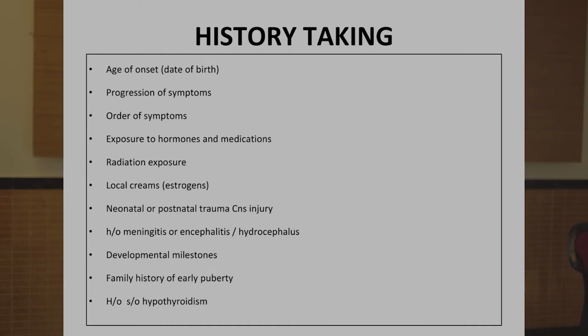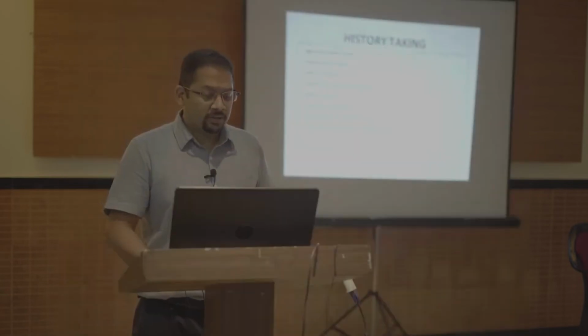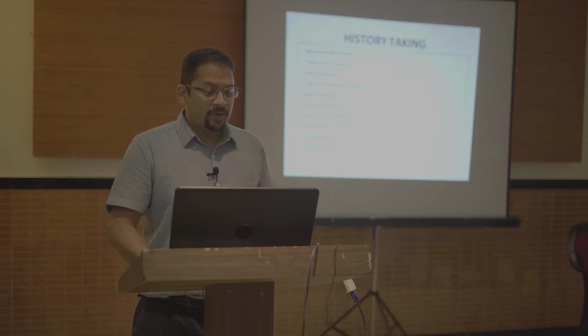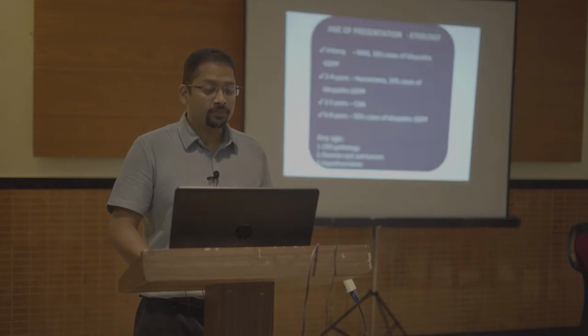Exposure to hormones and medications is very important. Some we have heard but not documented, like they say that milk has a high amount of estrogens because the cattle have been treated with estrogens. Also radiation exposure, like if the parents have been exposed to radiation and the child is in contact with that, as in a patient with radioactive treatment. Local creams like estrogen, neonatal or postnatal trauma, head injury, history of meningitis, encephalitis or hydrocephalus, developmental milestones, family history of early puberty, and history of any hypothyroidism or signs of hypothyroidism.